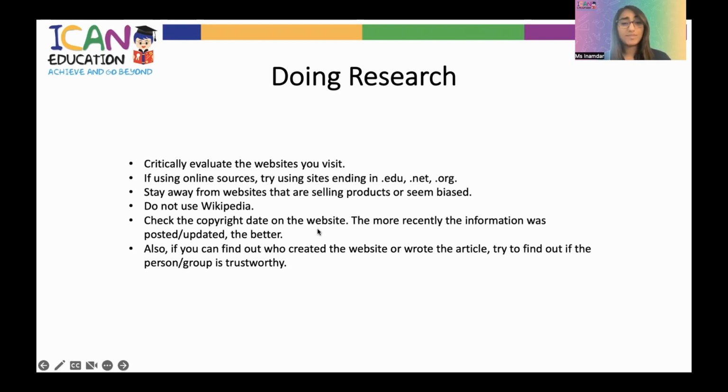Check the copyright date on the website. The more recent the information was posted or updated, the better it is. That just means that your information is up to date. Also, if you can, find out who created the website or who wrote the article, and try to find out if that person or group is trustworthy. So if it's just a standalone essay by somebody who doesn't really seem to care about the topic, then their information might not be accurate. But if it is a researcher in the field, maybe a college professor who has spent their life researching this topic, has written hundreds of articles about this topic, then you know that this person is trustworthy and you can definitely cite their work.